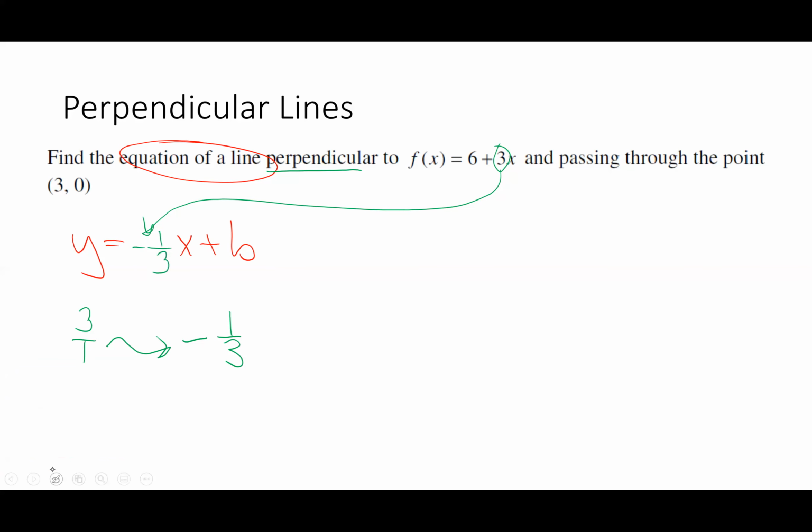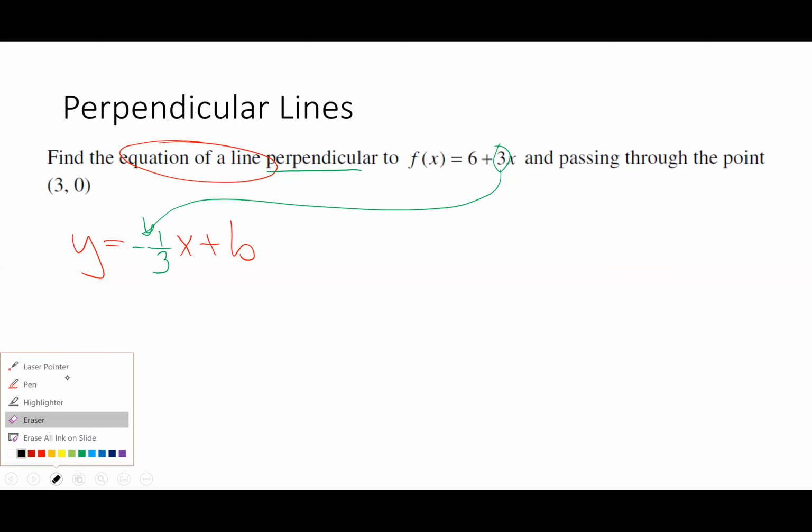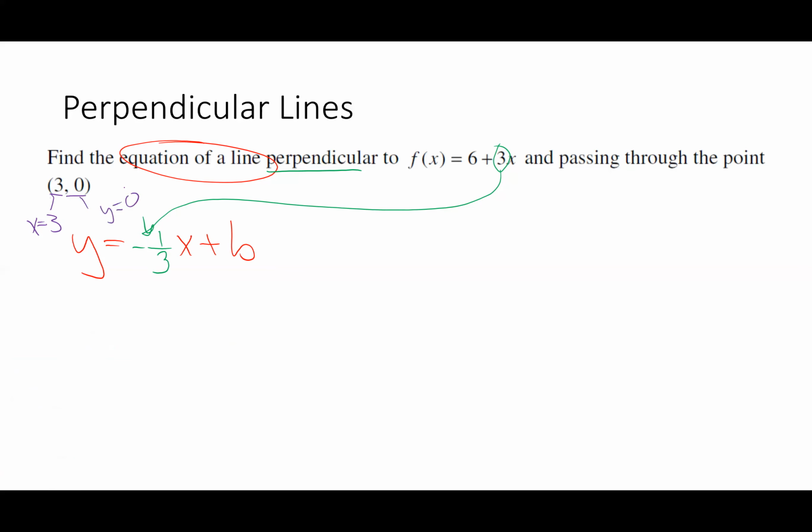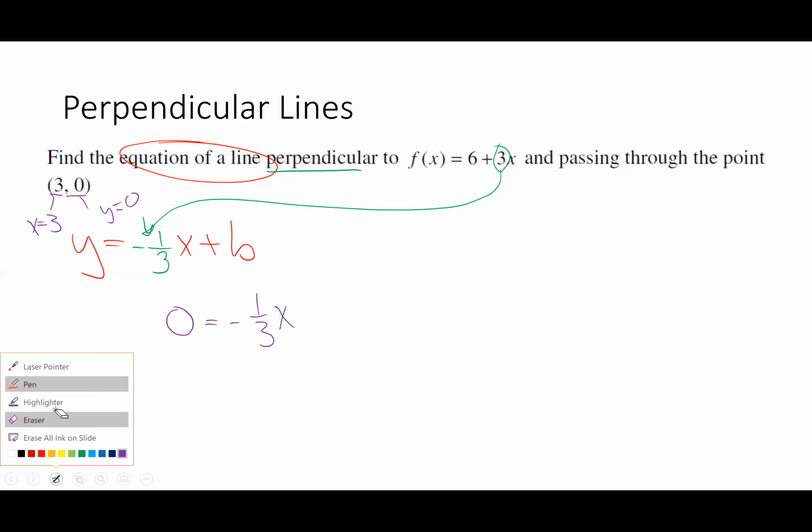All right, now get rid of this just for space. Now, again, I know my m, and given this coordinate pair, I know my x, which is 3, and I know my y, which is 0. So now I just need to solve for b. So 0 equals -1/3 x. Well, not x anymore, because we know what x is.